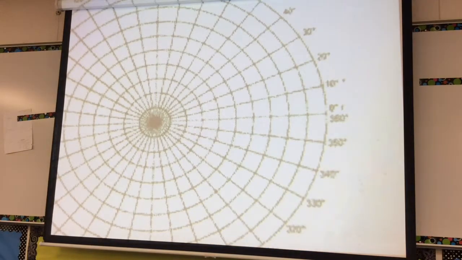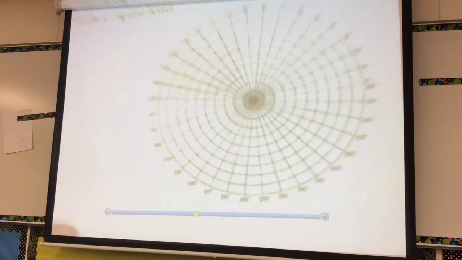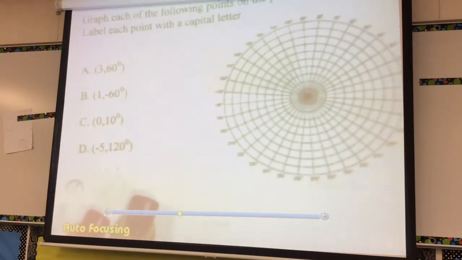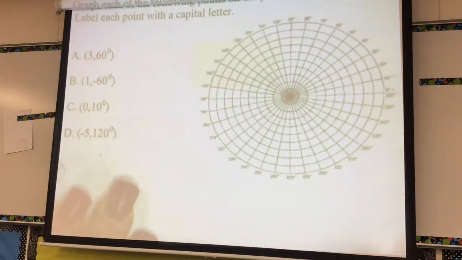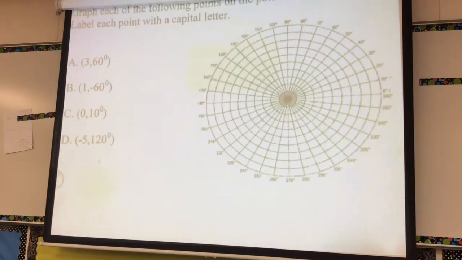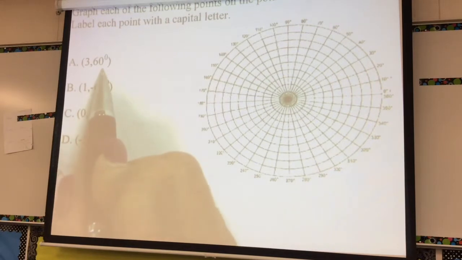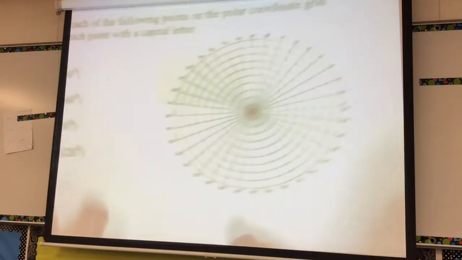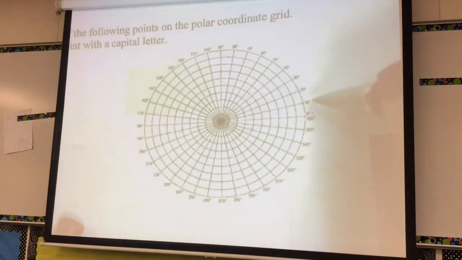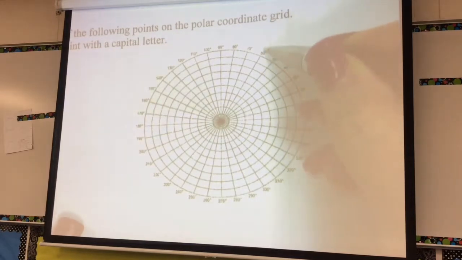So each polar paper's different. Now that I got a handle on that, I'm doing more and more investigation of this particular polar paper. I think I'm ready to go here. So here we go. I start with my angle of 60. So I'm going to count up to 60 degrees: 10, 20, 30, 40, 50, 60.